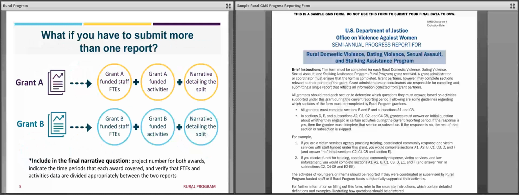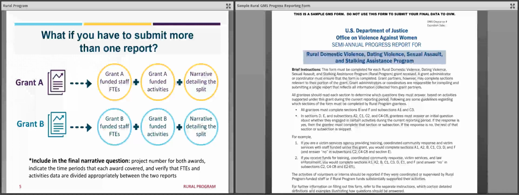So this is something that happens often. What if you submit more than one report in the same reporting period? This may be the case if you close out one grant and then begin a new grant within the same reporting period. If this is the case, we ask that you do your best to divide the staff FTEs and activities based on which grant funding supported each. So please do not double count FTEs or activities on both of the forms.